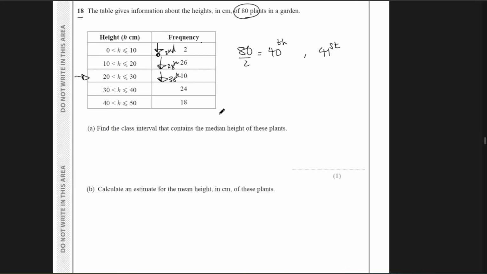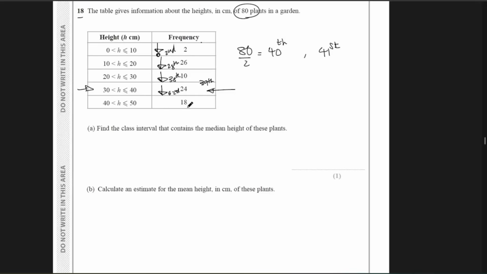And then we can see that if we add the next row, 38 plus 24 gives me 62. So the 62nd value is the last value in the fourth row. But the 39th value is the first value in the fourth row. So both my 40th and 41st values lie within this class.